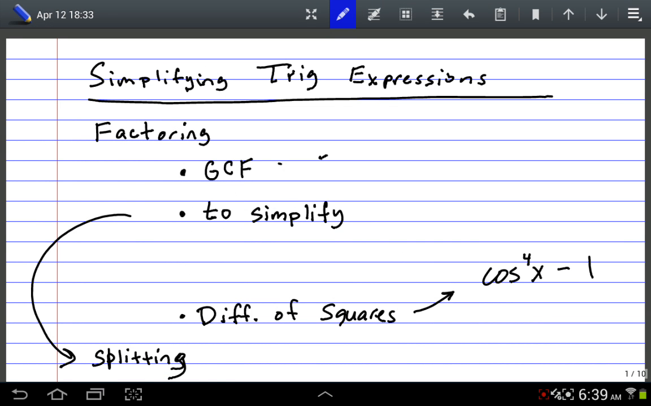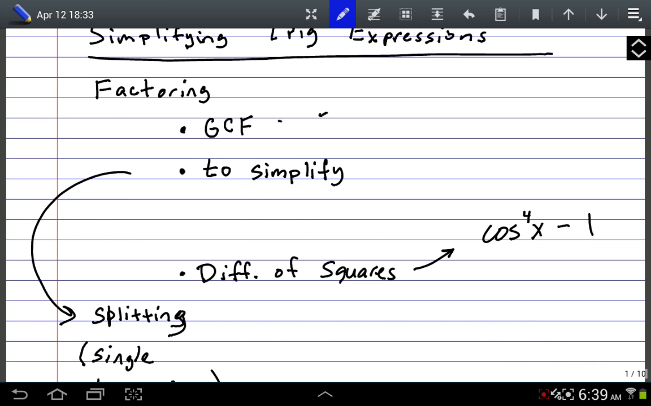All right, how could we factor that as a difference of squares? All right, think about it. Think about x squared minus 36. How do we factor that? Yeah, x plus 6, x minus 6.